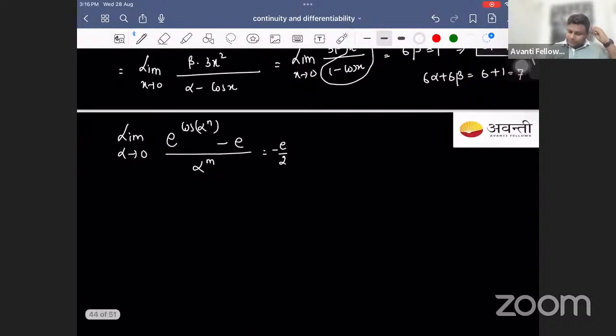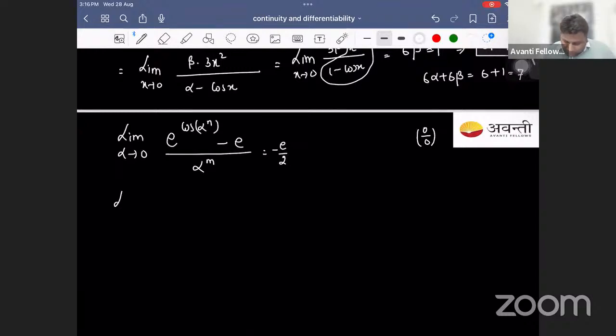Now see, if alpha is 0, this cos 0 is going to be 1. So this is e minus e. That means the numerator is getting 0, the denominator is also getting 0. So definitely it is a 0 by 0 form. Am I correct?